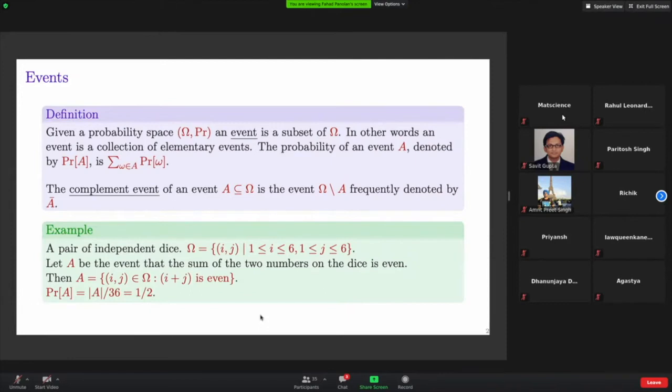Now I can define an event. Look at our previous example, throwing two independent dice. I can define A to be the event that the sum of the two numbers i, j is even. So A can be defined as (i, j) such that i plus j is even. If you sum up all of them, half of the time you will get an even number. So the probability of A is equal to half.